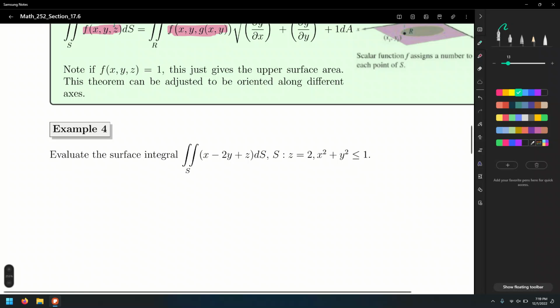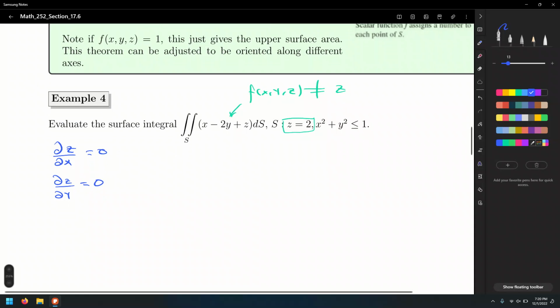So we have a function z in this case, and be careful, because this f of x, y, z is not the z function for which we will take the partial derivatives. It's a little weird, but the function we're going to take partials of is just this z equal to 2. So the partial of z with respect to x is just constant, so that's a 0. The partial of z with respect to y is also 0. And let's plot the region over which we're integrating.